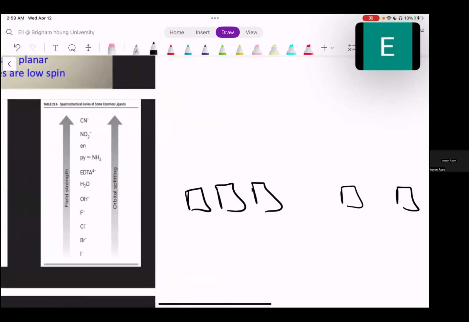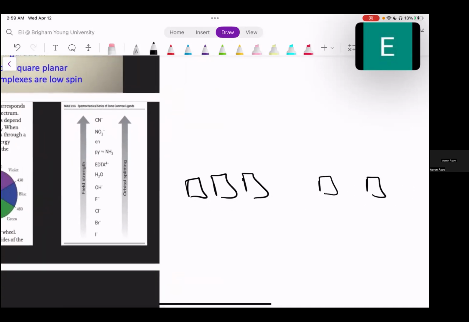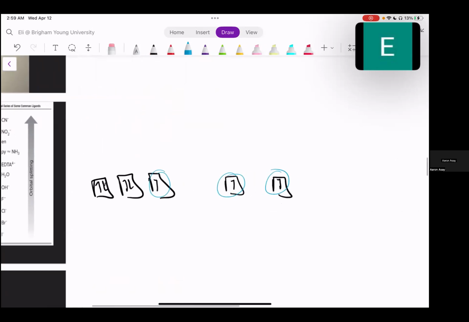So paramagnetic is when not all of the electrons are paired. Let me just draw an example real quick. This one isn't paired, this one isn't paired, this one isn't paired. So this is going to be paramagnetic, and it's going to be attracted to a magnetic field.